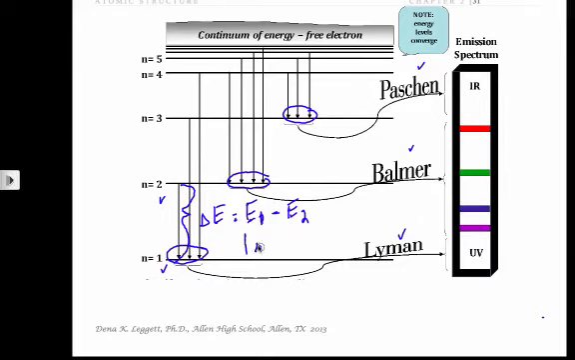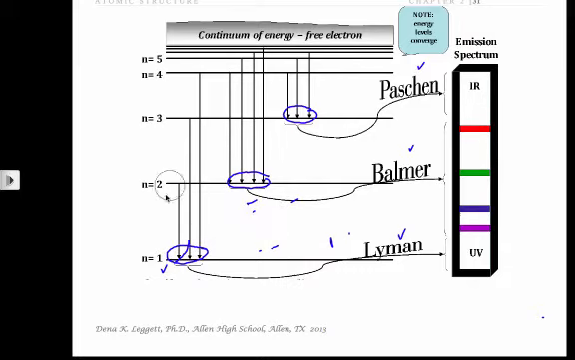If we take the absolute value of that difference in energy, that's going to equal the energy of the photon that's emitted, because photons can't be negative energy. They always have to be positive. So we have to take the absolute value of that difference in energy.